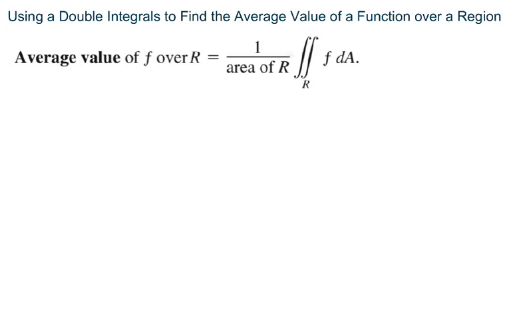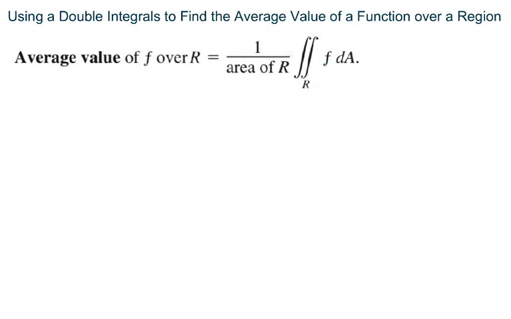Our definition here is that the average value of a function over some region R is 1 over that area, your base area, and then the double integral across the region with respect to your function f.